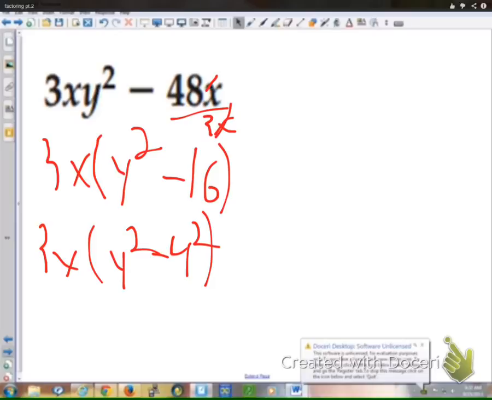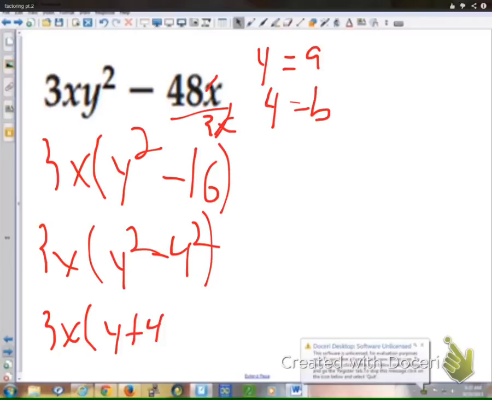I'm just going to go back and look at my formula. So y is our a, 4 is our b. What was the formula? Who has that? It's the difference of 2 squares. a plus b, so y plus 4, and a minus b, right? And a minus b, which would be y minus 4. What's at the bottom? That's the final answer. I don't understand.